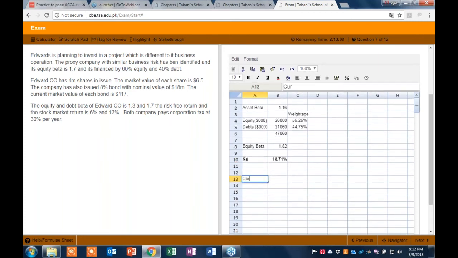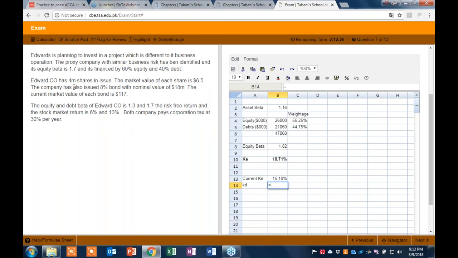So the current cost of equity will be calculated using the current equity beta. The risk-free rate of return is 0.06 plus equity beta. The current equity beta is 1.3. So we'll just take 1.3 into 0.13, the market return, minus the risk-free rate of return. So this is the current cost of equity, 15.1%.